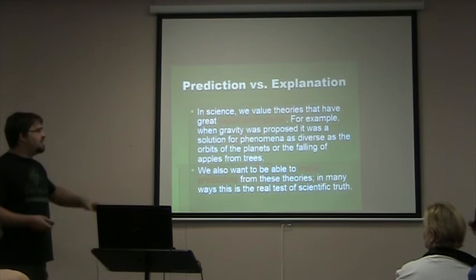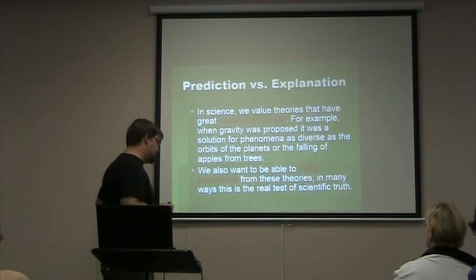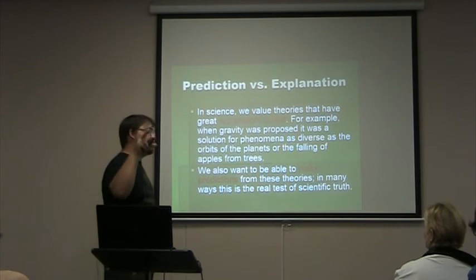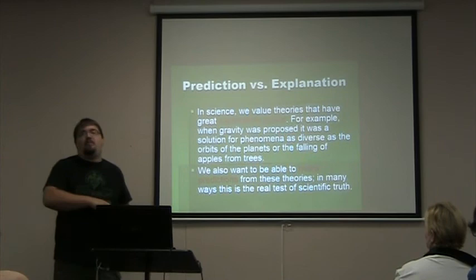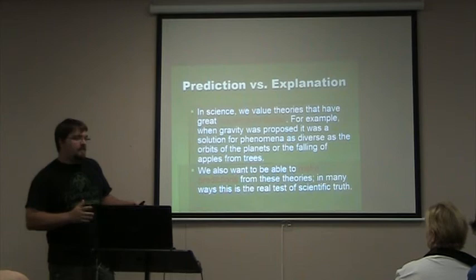So we want to be able to make predictions from our theories. So we want two things. We want as few assumptions as possible. We want a lot of explanatory power. We want to be able to make predictions from our theory. And that's where the rubber really meets the road. Okay, sure, you can explain all this stuff that's already happened, but can you predict the future with your science? Well, we made some predictions with hydroplate theory.